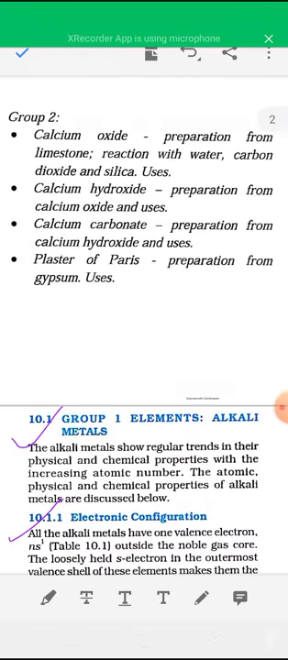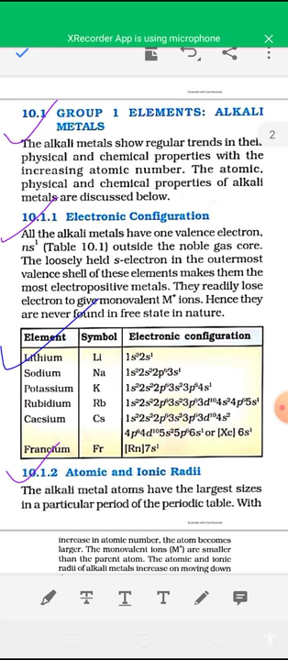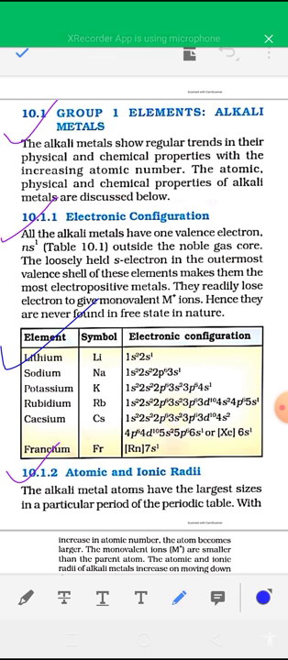S-block elements, that is group 1 and group 2 elements of the periodic table. Group 1 elements are also known as alkali metals, and group 2 as alkaline earth metals. These are known as S-block elements because for these elements the last electron enters into the s orbital. First, group 1 elements, that is alkali metals.